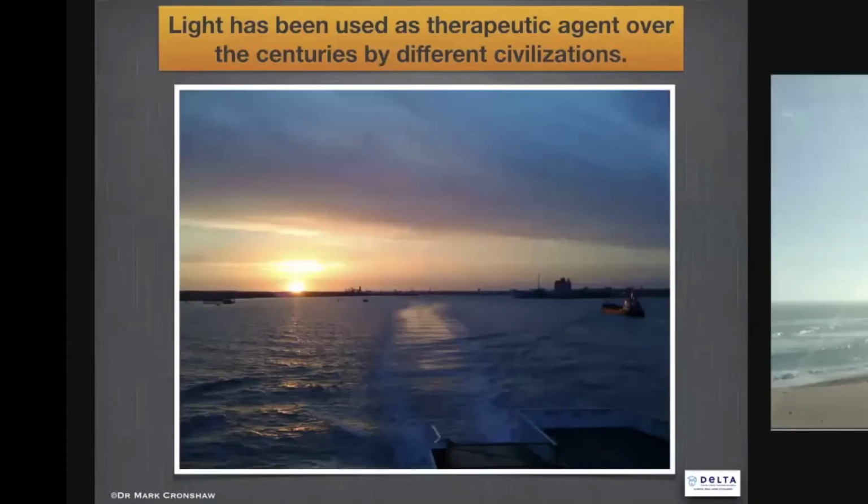Well, light has been used as a therapeutic agent over the centuries by different civilizations. And so for thousands of years, I think the human race has been aware of the potential healing benefits of light. Although more recently, we've started to focus on the directed application of it, and the medical and dental benefits of this are causing a good deal of current excitement, because we've woken up to the fact that we've actually got quite a powerful tool in our hands that we can use to direct and to change cellular metabolism.